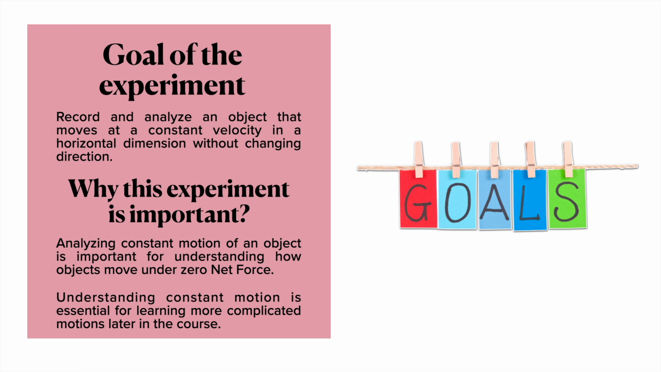The main goal for the first lab was to record and analyze an object that moves at a constant velocity in a horizontal dimension without changing direction. This experiment is important for me because it shows how objects move under zero net force. Additionally, understanding constant motion is essential for learning more complicated motions later in the Physics 2211 course.